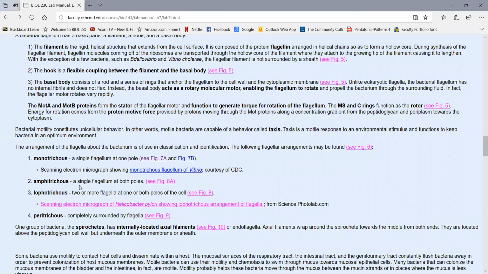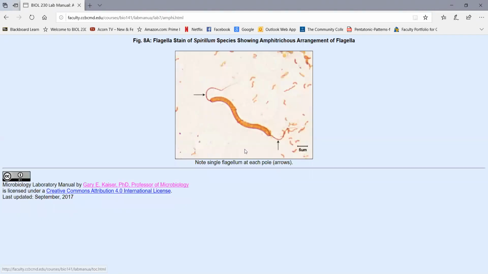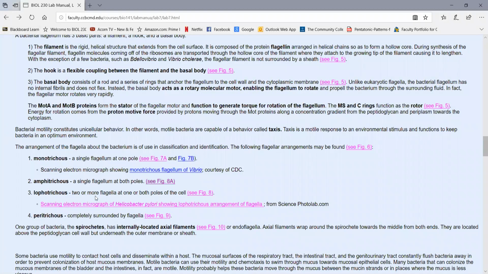An amphitrichous arrangement is a single flagellum at both poles. And the spirillum we're going to show you today has an amphitrichous arrangement, a single flagellum at both poles. So you'd recognize that arrangement as amphitrichous. The next one is lophotrichous. And a lophotrichous bacterium has two or more flagella at one or both poles.